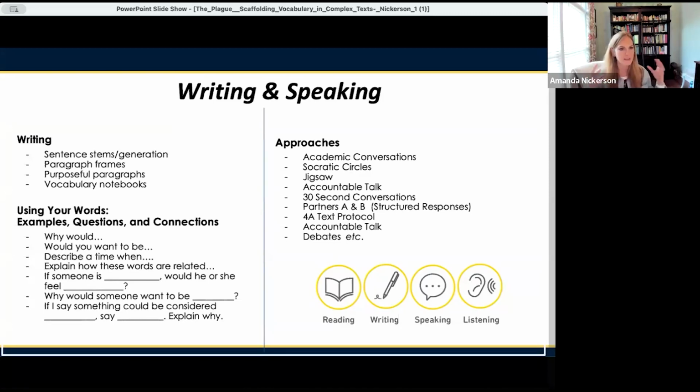There are all these different ways that we get them to think about these words that we're teaching critically and in connection with other concepts and ideas. And then we also want to make use of lots of different structures to keep this work going deeper and foster understanding of our content. So we want to engage students in academic conversations. We can use things like Socratic circles or jigsaws, accountable talk, right? Using partners A and B to turn and talk and have some structured responses about the words. We can engage in debates. The opportunities are really, really endless.